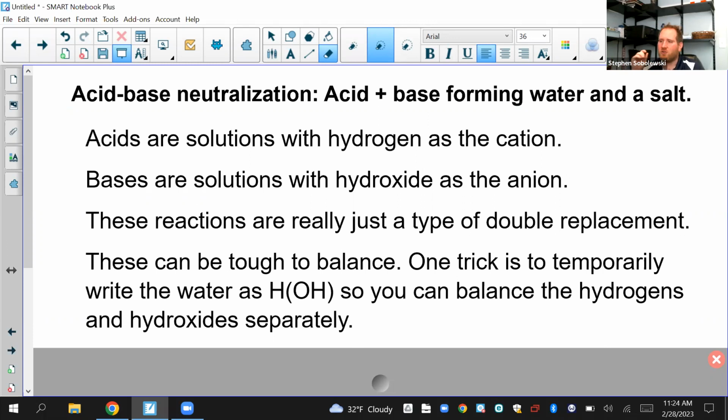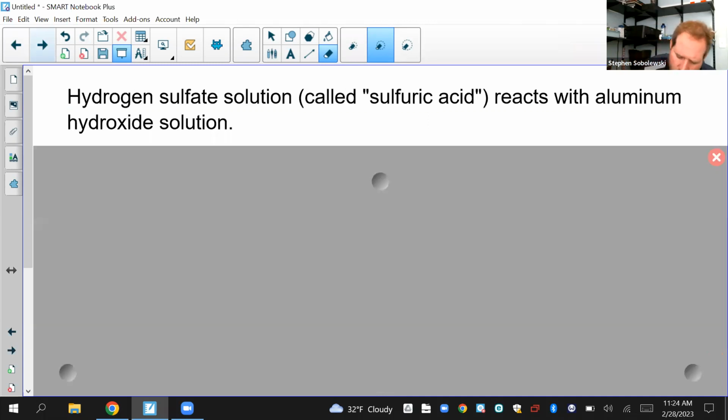So one trick you can use is to temporarily write the water as H parentheses OH, just temporarily. I know that's not proper notation. And this allows you to balance the hydrogens and hydroxides separately. And then afterwards, just erase the HOH and write it in as H2O properly. Let's do a couple of these.